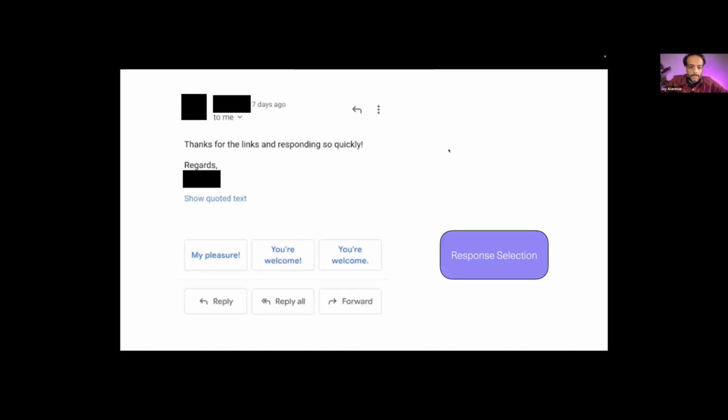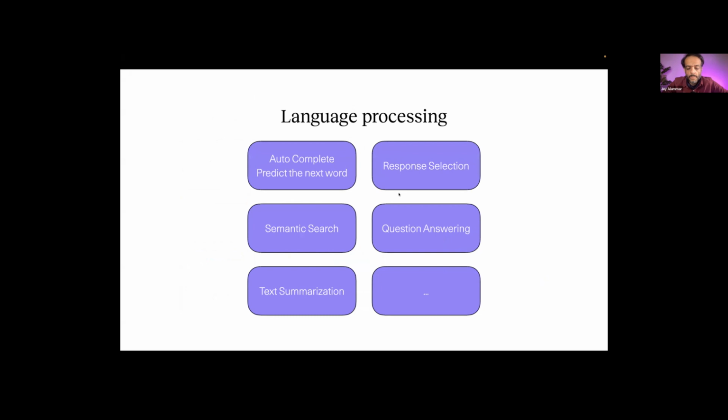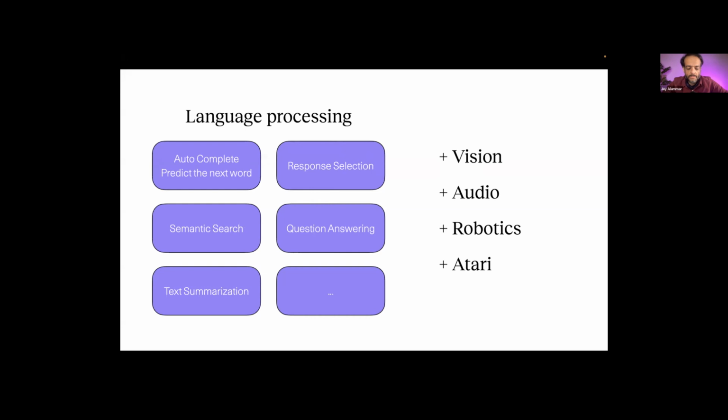If you use Gmail as well, you have these suggested responses at the bottom. That's an NLP task called response selection. So there are so many different NLP tasks. You can spend tens of years just going over the different types of language processing tasks that can be done with language models. But it gets even more interesting if you use other modalities, more than just text.